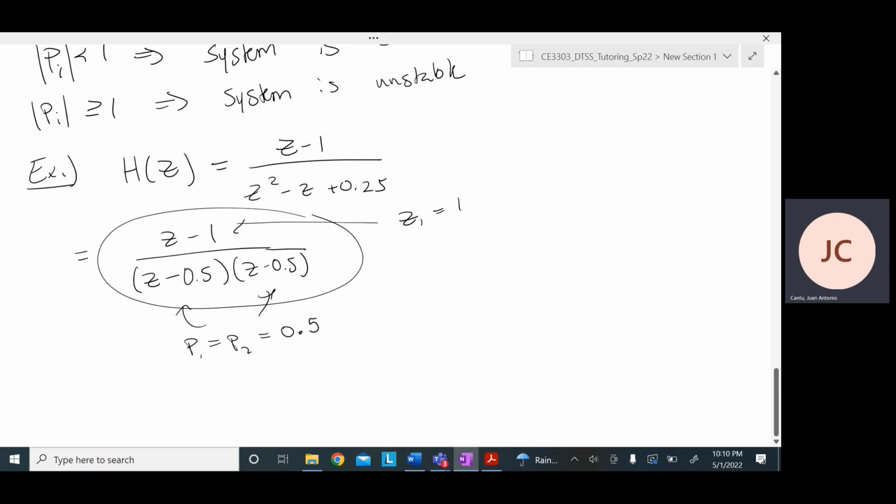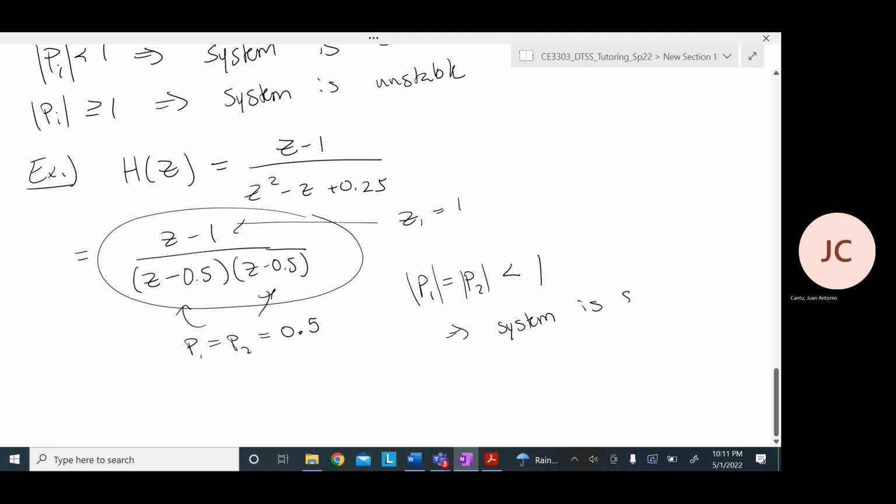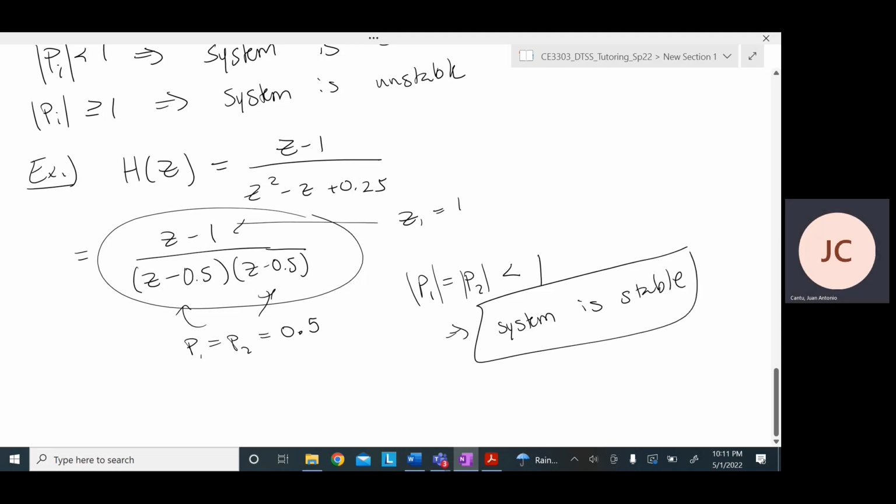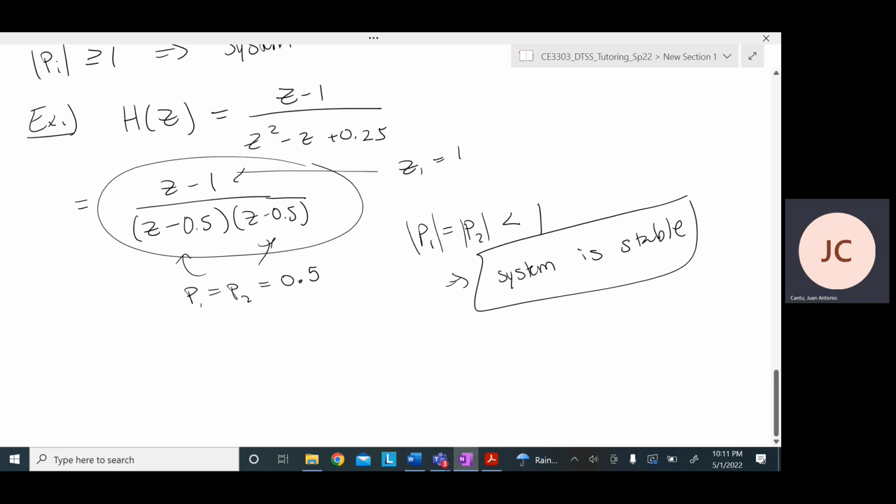Because our poles are equal to 0.5, they're less than 1, right? So pole 1 and pole 2 are both less than 1, the magnitude of these, of course. So that tells us our system is stable. If these poles were greater than 1, it would tell us our system is unstable. So that's another huge application of the transfer function: just by looking at it, you can see the poles and zeros of a system, and that'll tell you whether or not a system is stable.